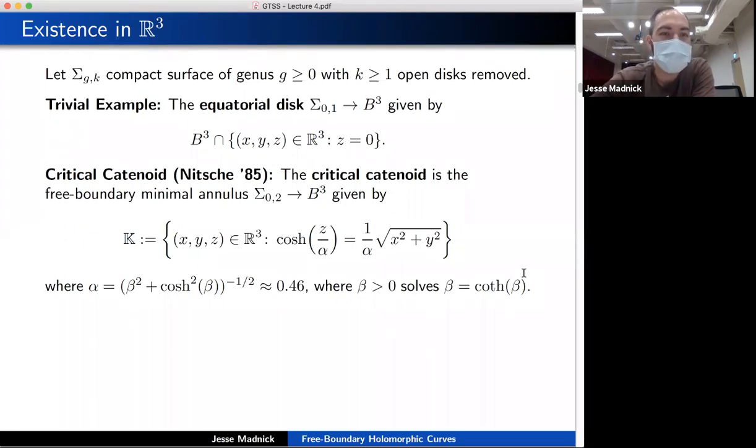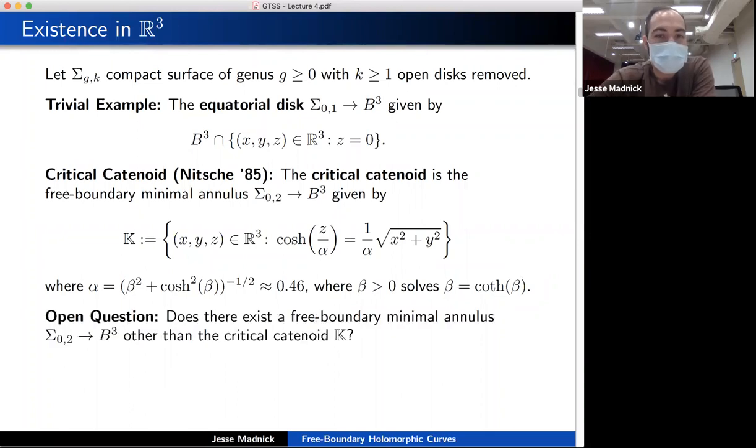This was discovered by Nitsche in 1985. And at the moment, at least, this is the only known free boundary minimal annulus in the 3-ball. So it's an open question as to whether there are any others. Are there any other free boundary minimal annuli in the 3-ball besides this one? It's conjectured by a bunch of folks that this is the only embedded example. But at the moment, I don't think we even have any other immersed examples.